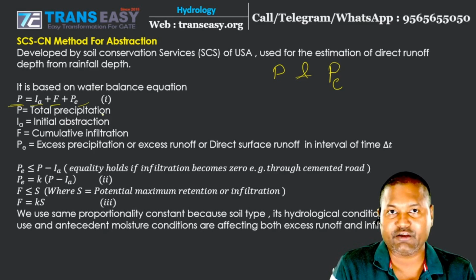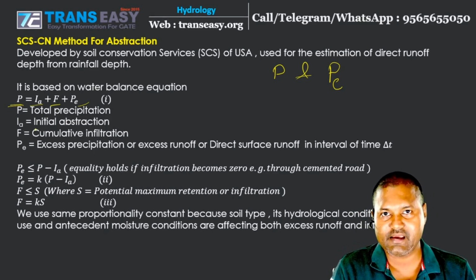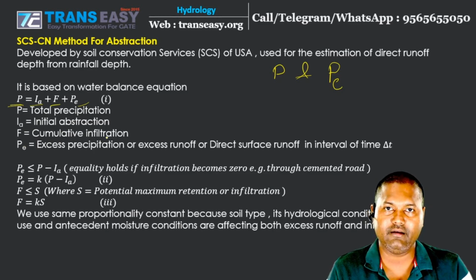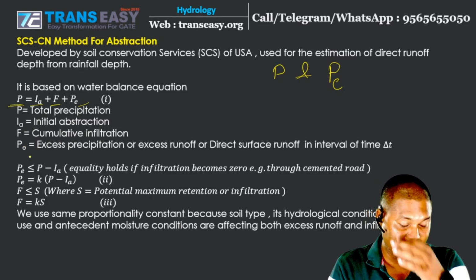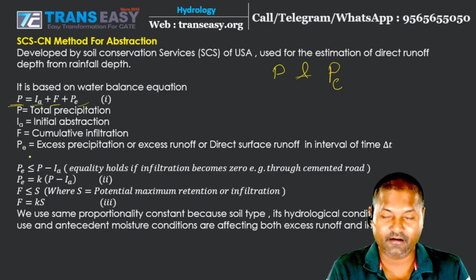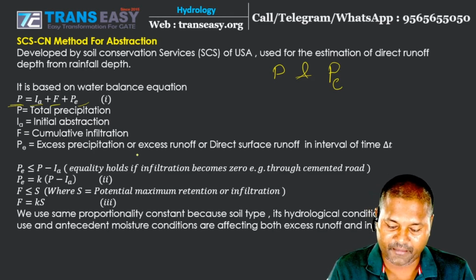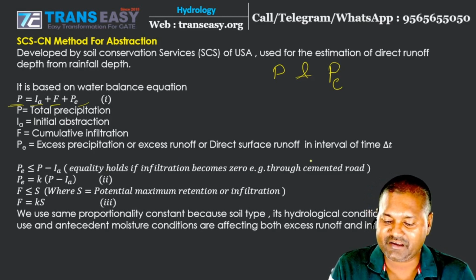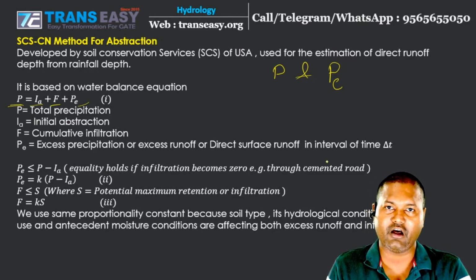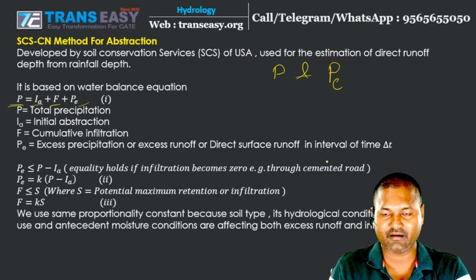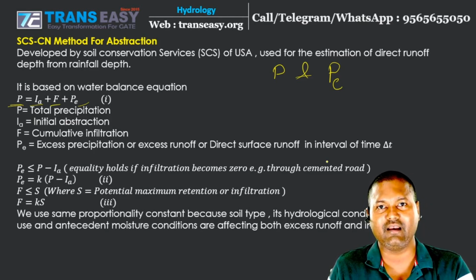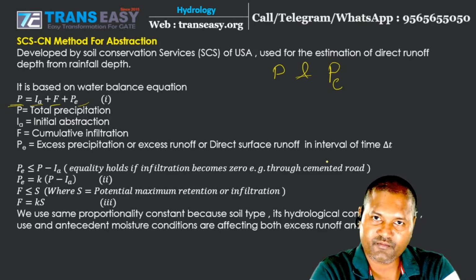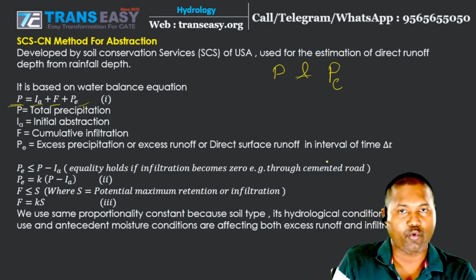So friends, here P is total precipitation, IA is initial abstraction, F is cumulative or total infiltration, and PE is excess precipitation or effective precipitation, excess runoff, effective runoff, direct surface runoff in an interval of time delta T. This is a very simple relationship. It is obtained by balancing the mass of water.